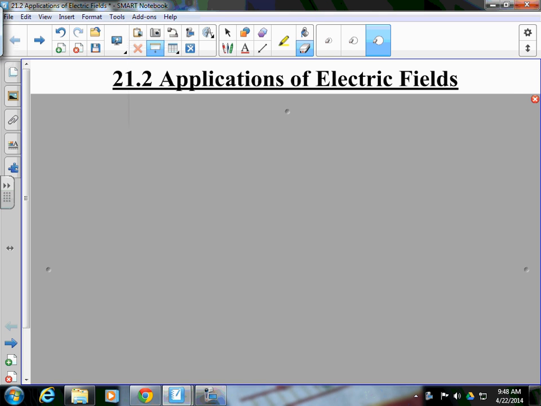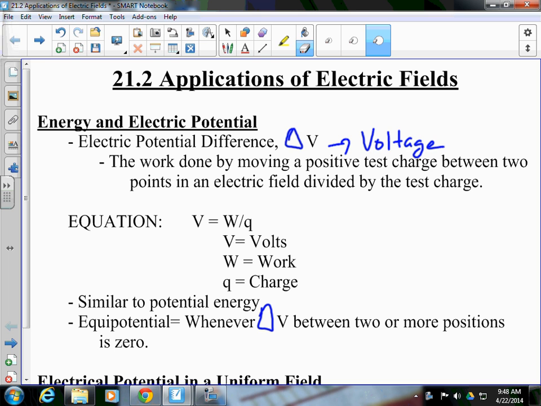All right, 21.2, the last section in Chapter 21 and the last section before your Chapter 20 and 21 test coming up very shortly. So we are talking about electric fields and the force that electric fields generate, how we draw an electric field, how it's similar to a gravitational field.